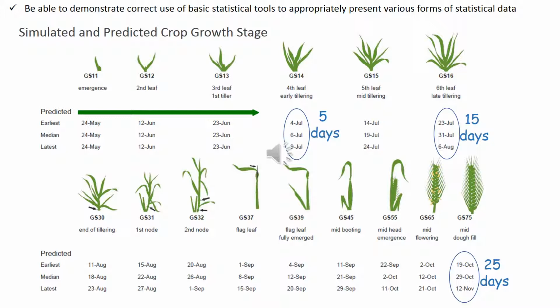And finally, at the very end, between the 19th of October and the 12th of November, when we're looking at the mid-dough fill stage, we have a variation of 25 days in our model from our earliest dough fill to our latest dough fill. So the spread of our predictions and the probability of our observations becomes more widespread the further out we are making those predictions.